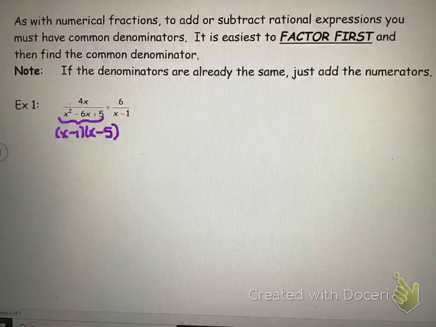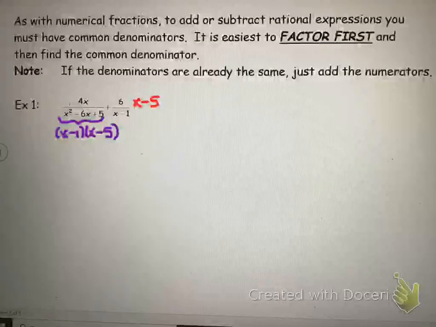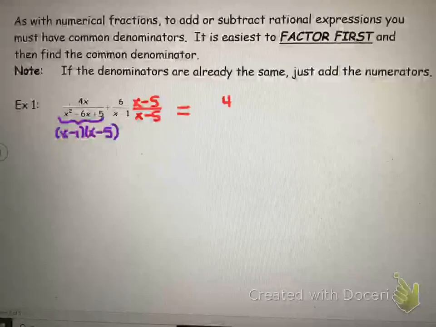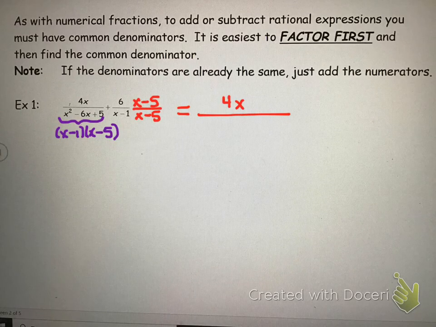So we now know which factor our second fraction is missing. And so what we are going to do is multiply this second fraction by x minus 5 over x minus 5. Okay, what that means is the first fraction does not need any changes to it. It is going to stay 4x on top.